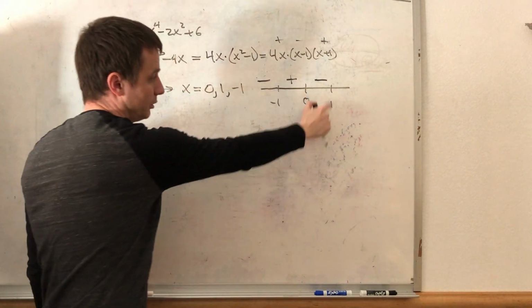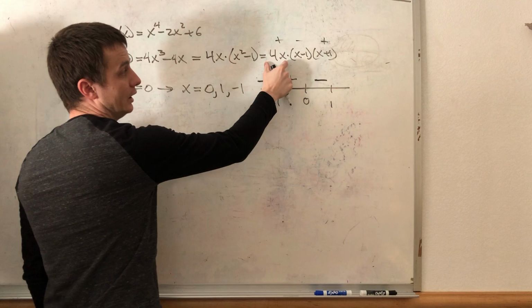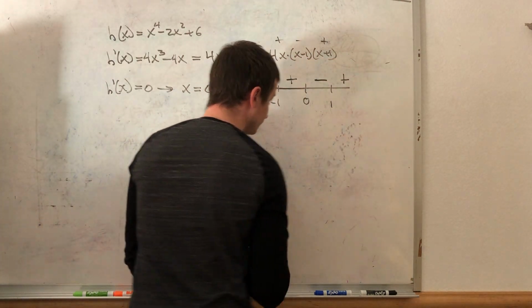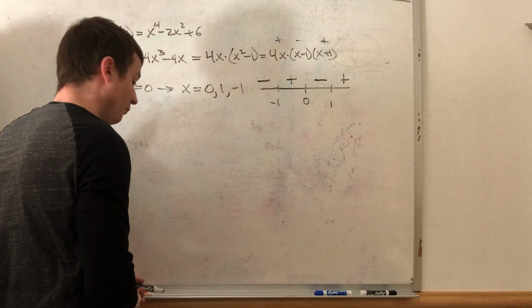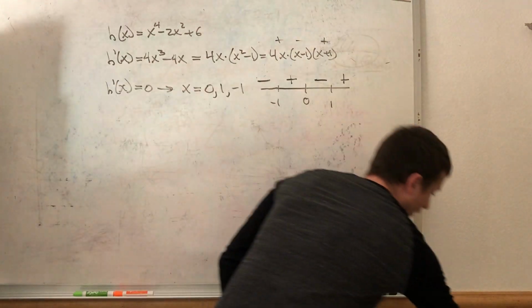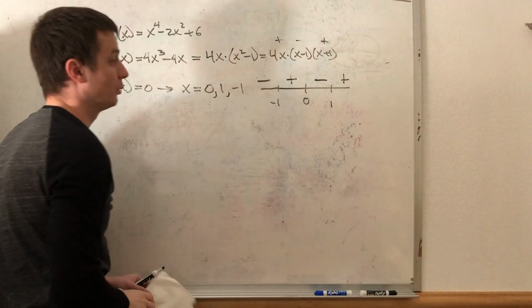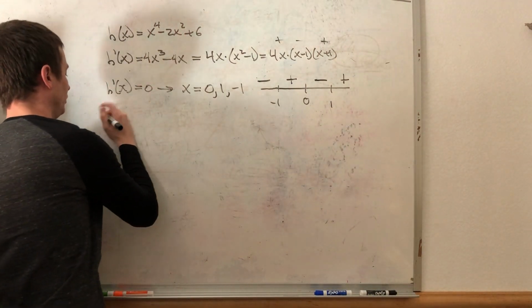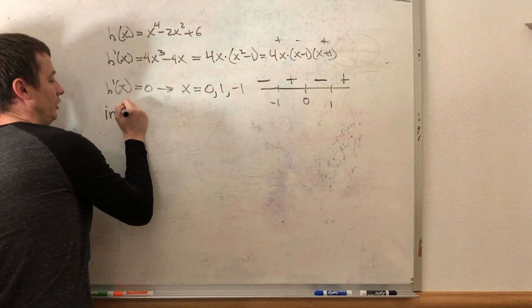And then finally plug in a number to the right of 1, like 2. We get a positive, a positive, a positive, which altogether is positive. Okay, so here's where it's positive and negative. The only question now, well, we'll say what intervals it's increasing and decreasing really quick. So where is it increasing?